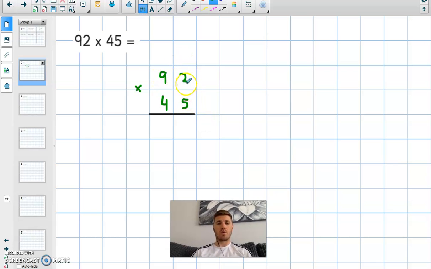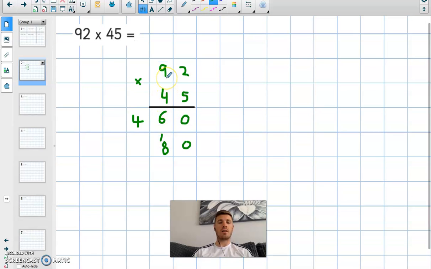So 5 multiplied by 2 is 10, and 5 multiplied by 9 is 45, and add the 1 is 46. Okay, so 460 is 92 multiplied by 5. Now I'm going to multiply 92 by 40. So I need to drop my 0 down, my placeholder, and then do 4 multiplied by 2, which is 8. And 4 multiplied by 9, which is 36.